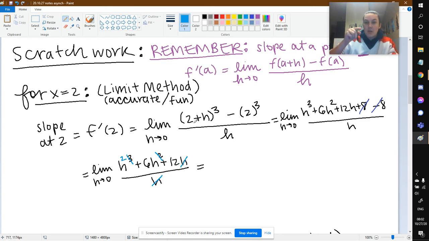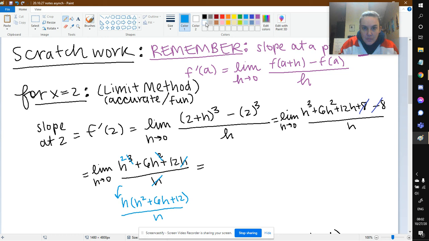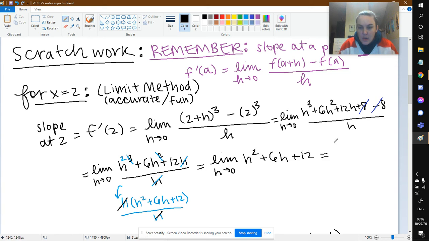If you can cancel an h from every single term in the top and the bottom of your fraction, you're good. Off to the side, what that's looking like is it's pulling out an h from the top. And then what I'm actually doing is canceling these two, and that's why it happens to all of them. That's like the one more step version. So now I get h squared plus 6h plus 12.